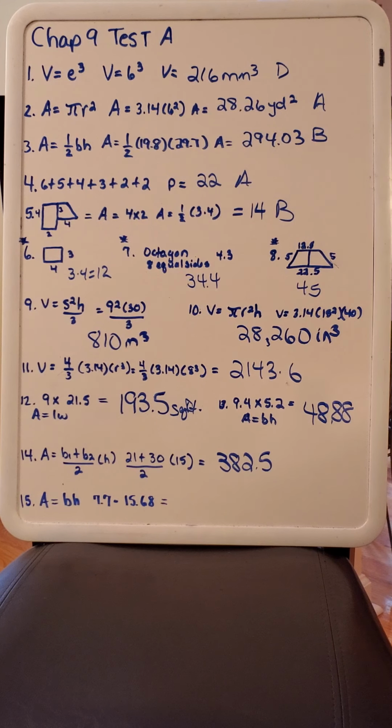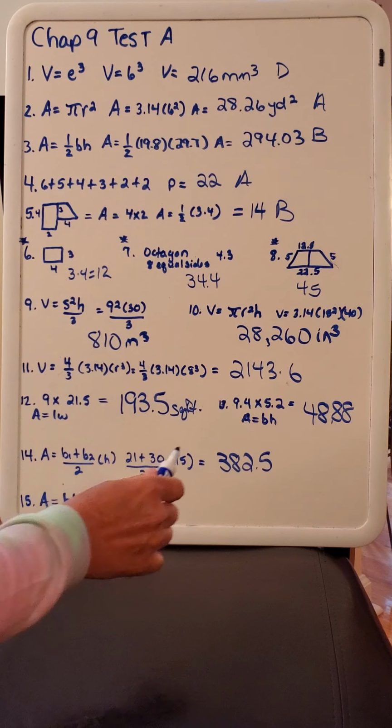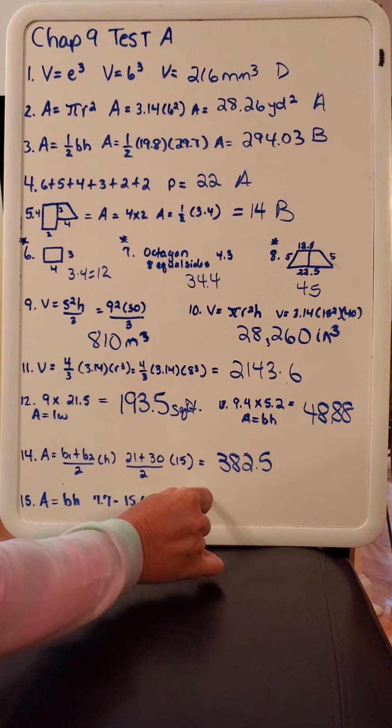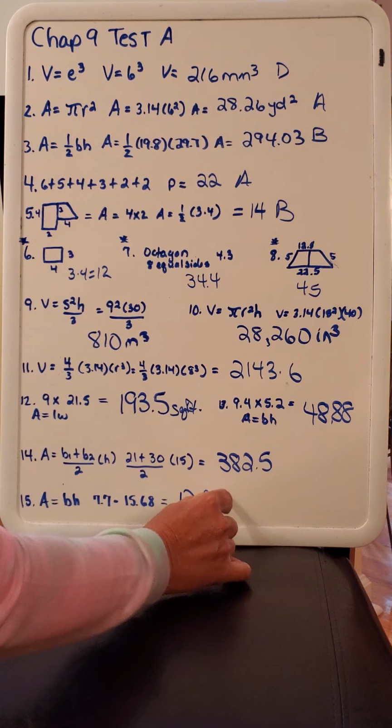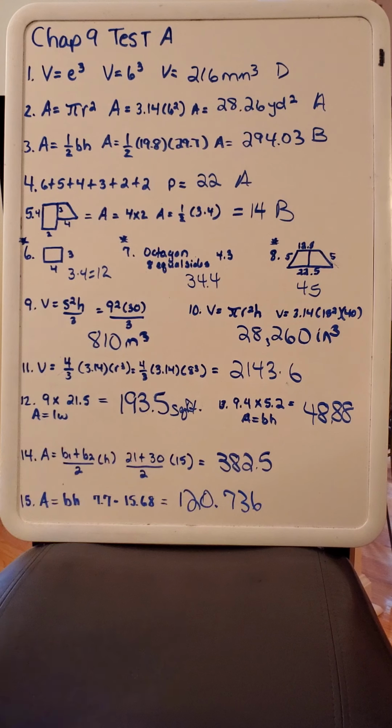And then the last one is another parallelogram. So that is area is equal to base times height. So be careful with these. Remember, the dotted line is the height, because they're going to give you 3 numbers, and don't get confused. The dotted line is showing you the height. So 7.7 times 15.68 is going to be 120.736.